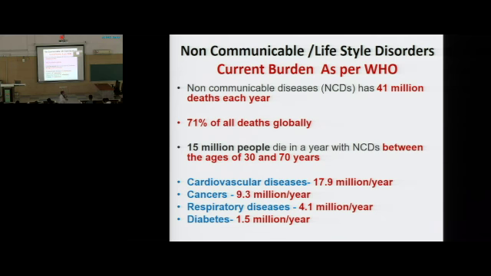And if you see, what are the listed non-communicable disorders? It is CVDs, that is cardiovascular diseases, cancer, respiratory diseases, metabolic syndrome, diabetes, and malaria is the least. Among the highest non-communicable, if you remember, 18 million people are dying of cardiovascular diseases.